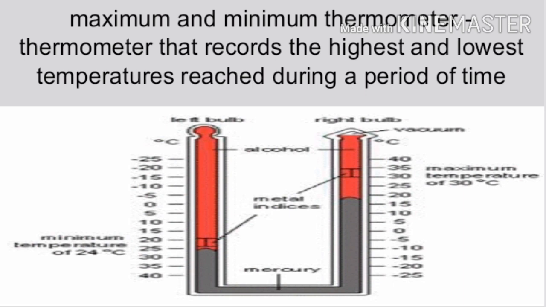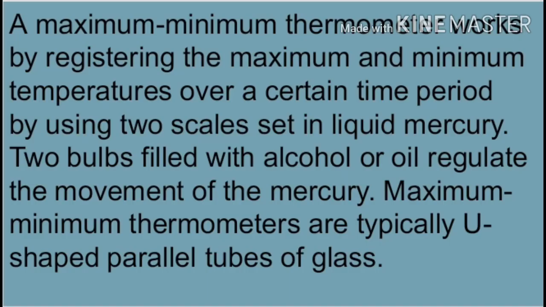Maximum and minimum thermometer. The maximum and minimum thermometer works by registering the maximum and minimum temperatures over a certain time period by using two scales set in liquid mercury. Two bulbs filled with alcohol or oil regulate the movement of the mercury. Maximum minimum thermometers are typically U-shaped parallel tubes of glass.